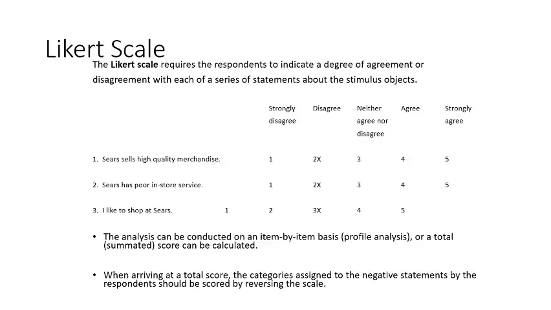So I will start with the Likert scale. I have discussed earlier that you are using it practically. The Likert scale requires the respondent to indicate a degree of agreement or disagreement with each of a series of statements. Let us suppose it is asked that Sears sells high quality merchandise. Let's suppose I am saying City Shopper sells high quality merchandise. City Shopper sells high quality products. If you agree, you will say agree, disagree, whatsoever you want to say.